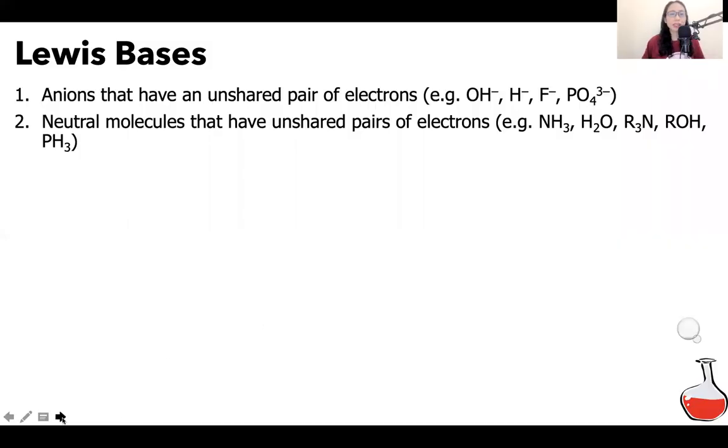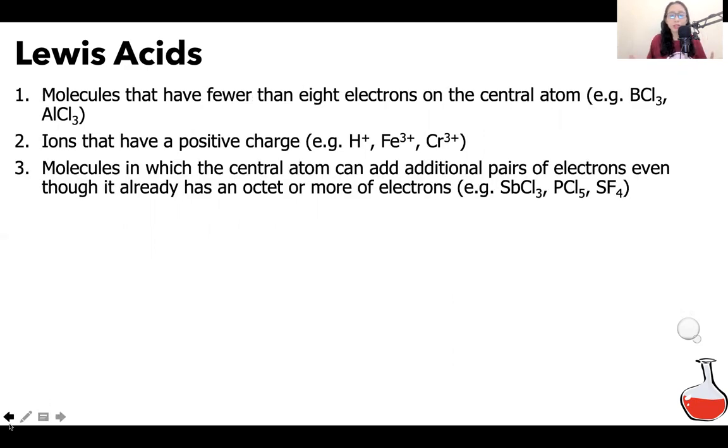So we notice that this Lewis theory of acids and bases covers a wider range of acids and bases. Notice your positively charged transition metals, or your cations from the transition metal series, are considered acids under the Lewis acid-base theory. And even neutral molecules such as boron trichloride or phosphorus pentachloride are Lewis acids.